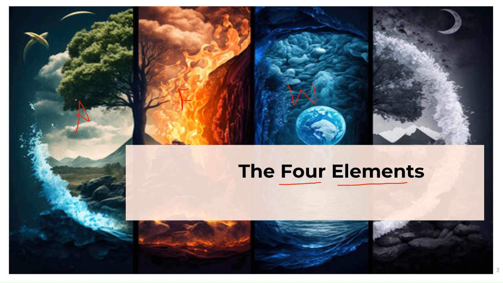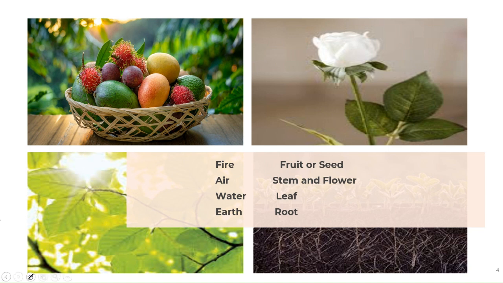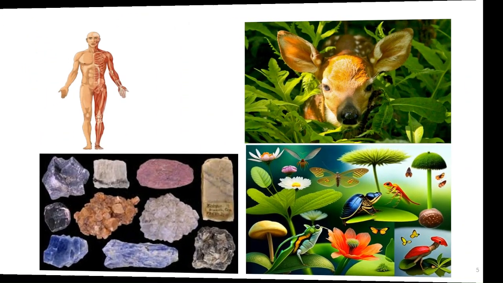So, Steiner particularly used the four elements and the three alchemical substances to explain the pattern of growth and the resulting signatures. So, here: fire, air, water, earth. These are the four elements. According to Steiner, the fire element represents fruit or seed, the air element represents stem and flowers, the water element represents leaf, and earth represents root.